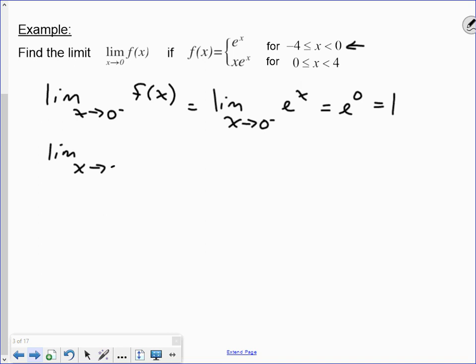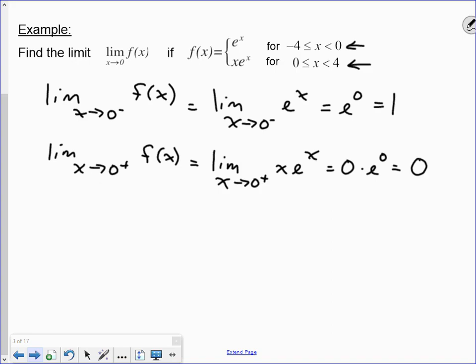We can also take the limit as we approach from the right. If we're approaching from the right, we're interested in this other branch of the curve, because we're to the right of 0, at x values between 0 and 4. So we want to evaluate the limit as x tends to 0 from the right of x e^x. We can do this by direct substitution. We can sub in 0 for x, e^0, and anything times 0 is just going to be 0. So that limit works out to be 0.